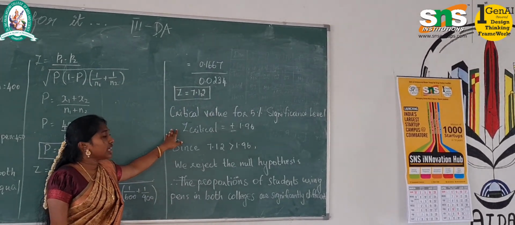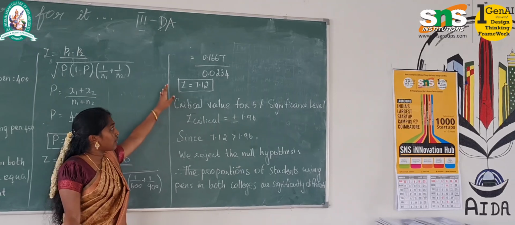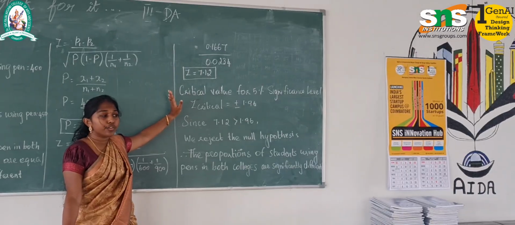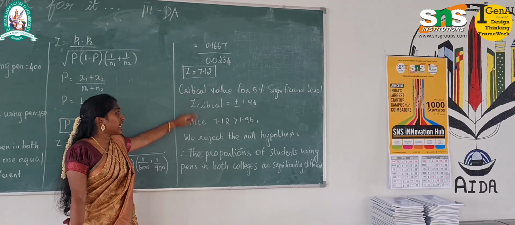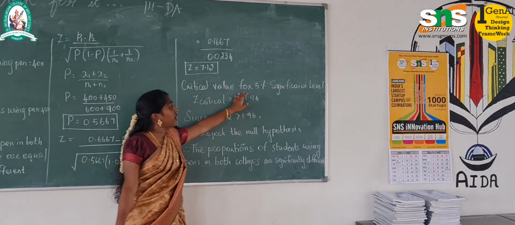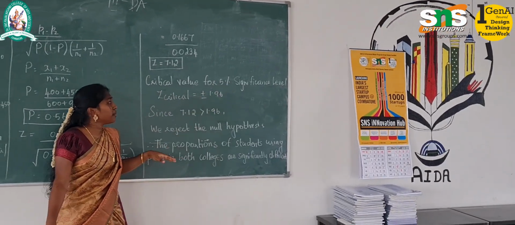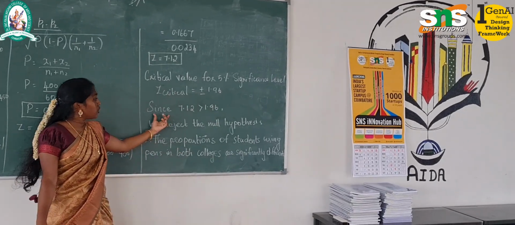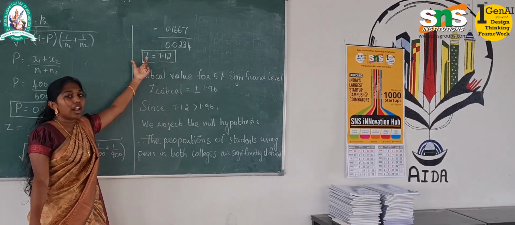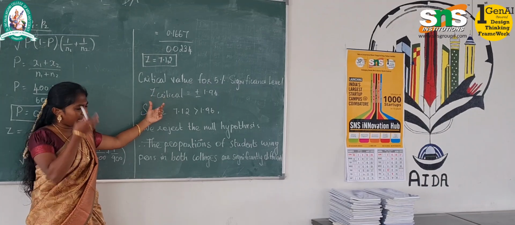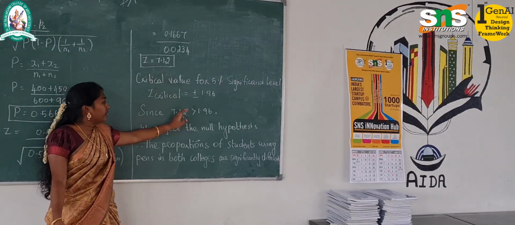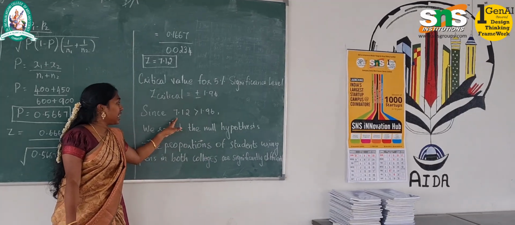So we have to calculate the critical value. First we have the calculated value. Next we are going to find the critical value using the statistical table. Here we use the 5% significance level, and the critical value is 1.96. So we have to compare both values, the calculated value and the table value. 7.12 is the calculated value and 1.96 is the table value.